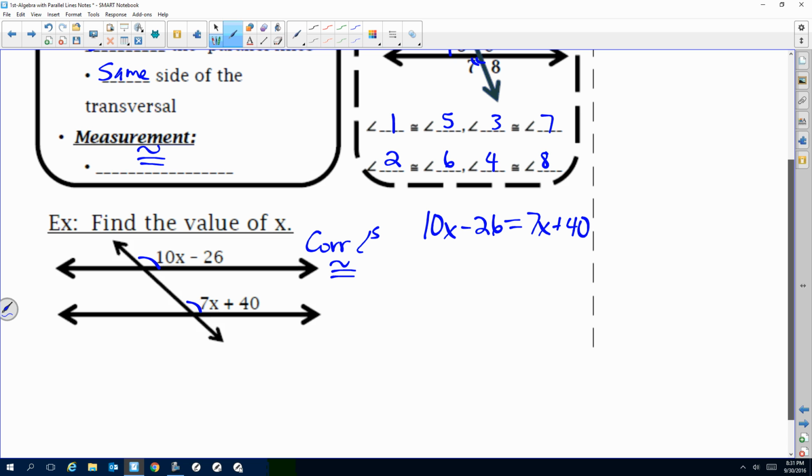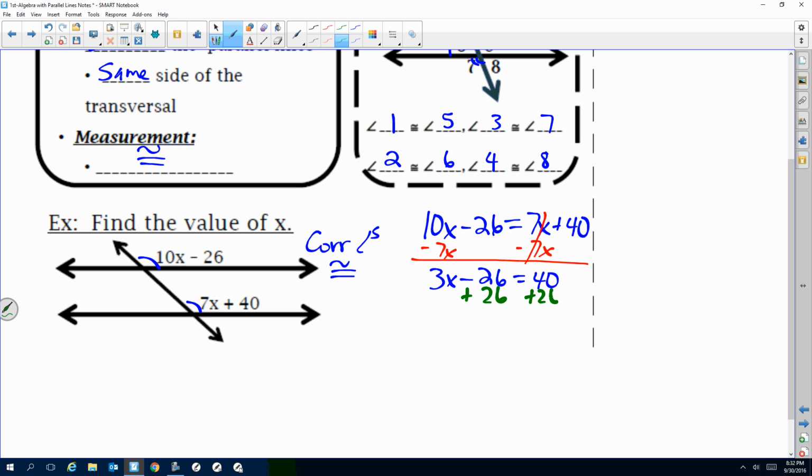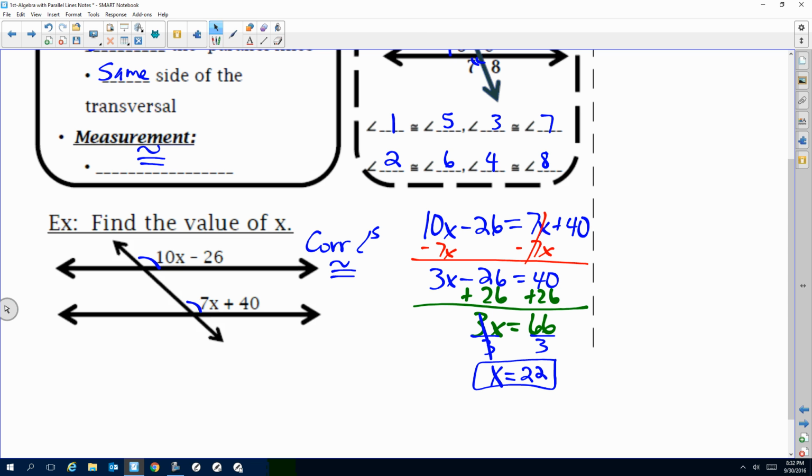And so we're going to solve for x. Start with our smallest variable. To do that, I would minus the 7x. That would cancel out, leaving me with 3x minus 26 equals 40. And then to isolate my 3x term, I'm going to do the opposite of minus 26, which would be plus 26. So that would leave me with 3x equals 66. And then when you divide by 3 on both sides, so that the coefficient will cancel out, x equals 22. So that is your example with corresponding.